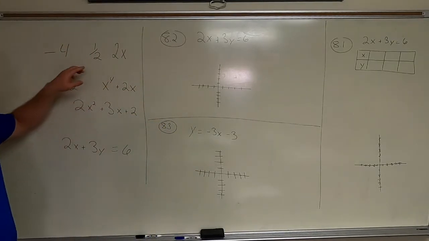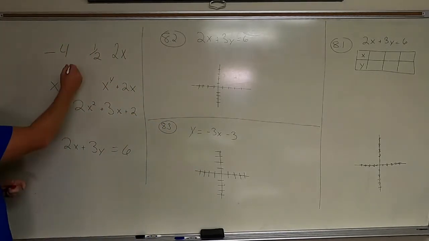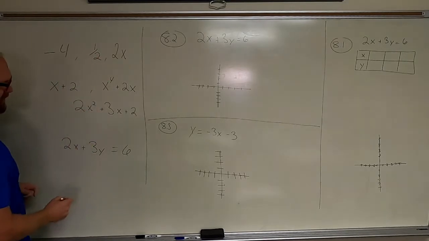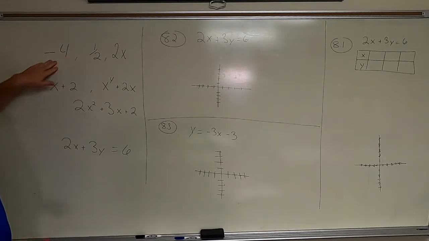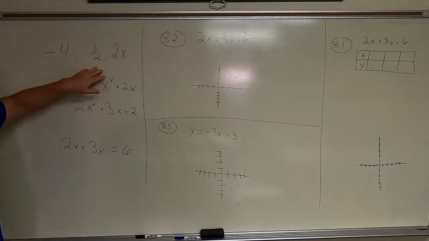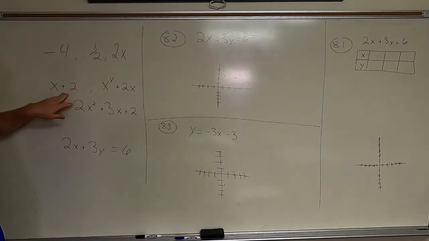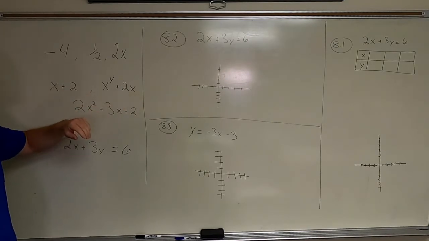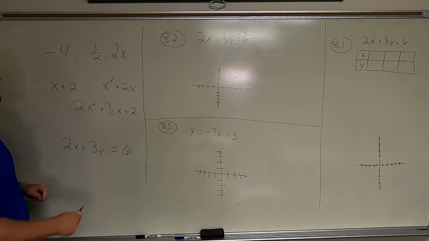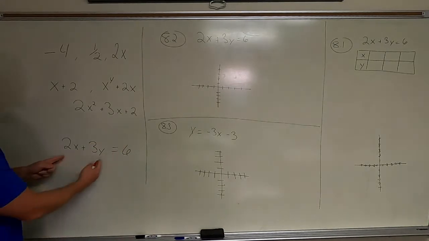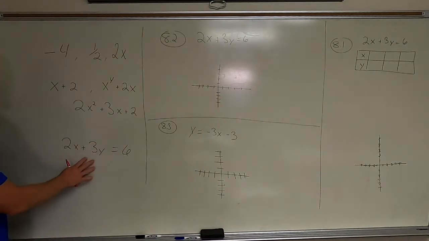We have a lot of sets of numbers here, and I divided some with commas so you can see what we're looking at. We're going to see a -4, a 1/2, a 2x, an x plus 2, an x to the 4th plus 2x, even a longer one here, a 2x squared plus 3x plus 2, and then something just a little bit different, a 2x plus 3y equals 6.